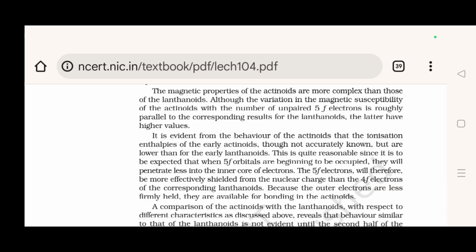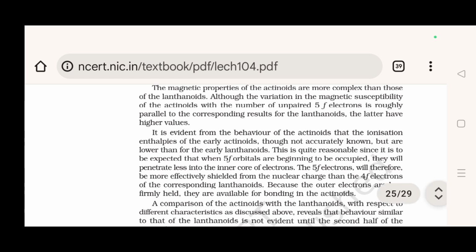It is evident from the behavior of the actinoids that the ionization enthalpies of the early actinoids, though not accurately known, are lower than for the early lanthanoids. This is quite reasonable, since it is to be expected that when 5f orbitals are beginning to be occupied, they will penetrate less into the inner core of electrons. The 5f electrons will therefore be more effectively shielded from the nuclear charge than the 4f electrons of the corresponding lanthanoids.